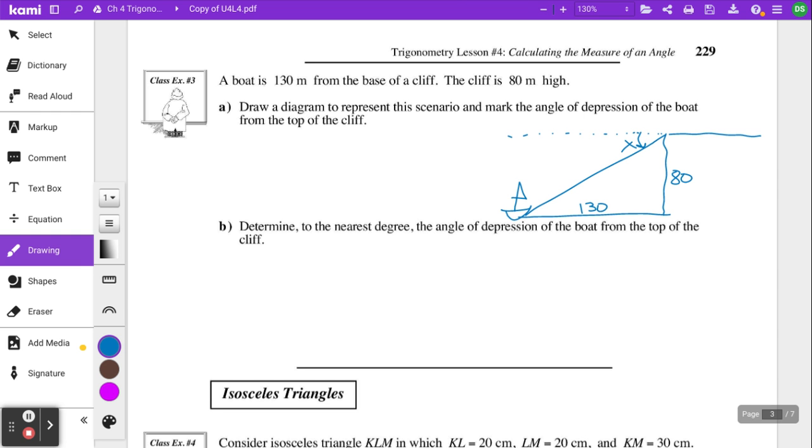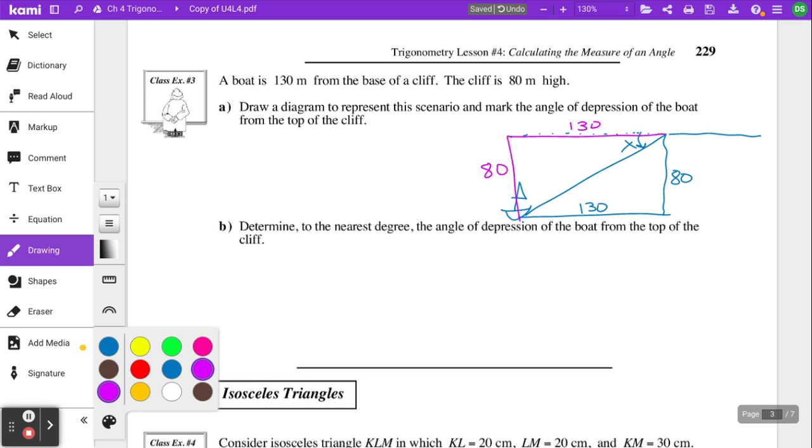Determine, to the nearest degree, the angle of depression of the boat from the top of the cliff. I need to find that angle of depression. Now, I can do two things. At this moment, I could draw this triangle over here. So this would be 130, and this would be 80. You following me? And now you have a triangle with X in it.